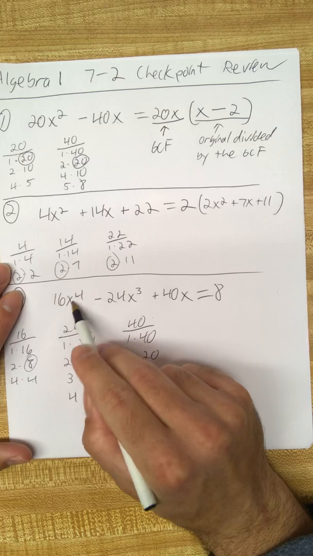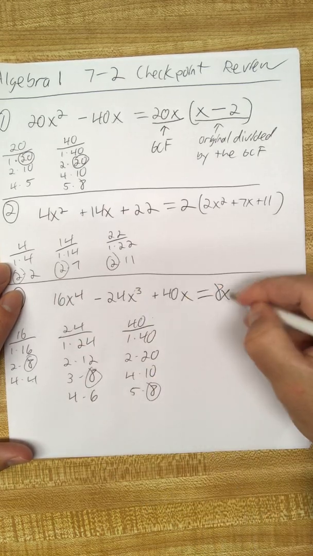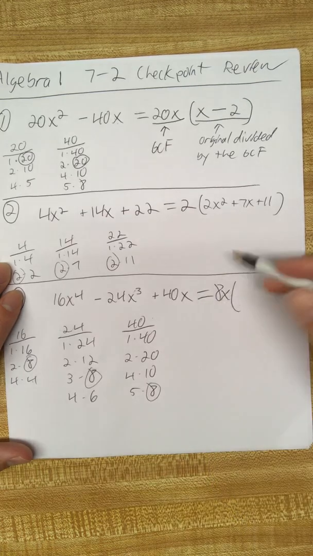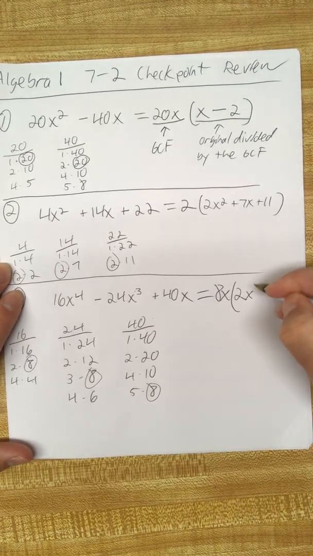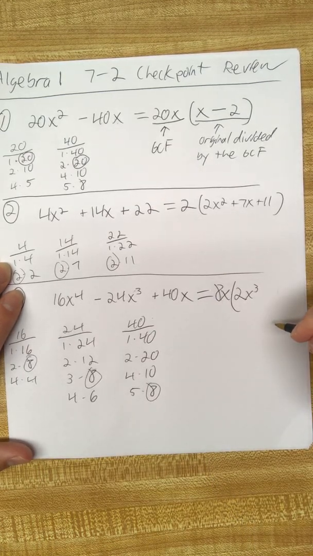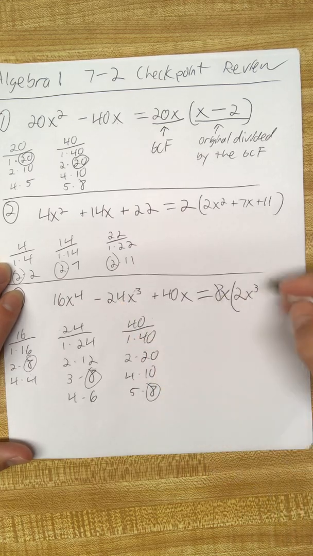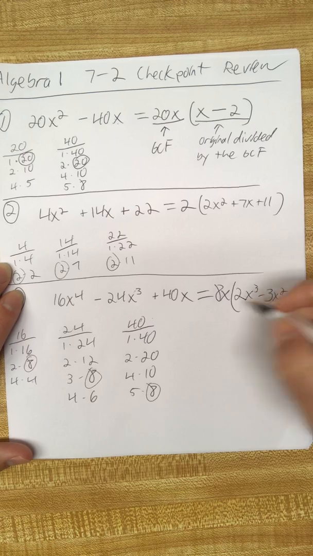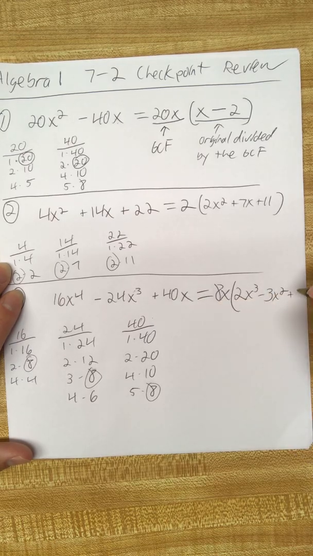And we have 4 x's here, 3 here, 1 here, so I can factor out an x as well. So 16 divided by 8 is 2, and I took one of those x's, so I'm down to x to the third. 24 divided by 8 is 3, and I took one of the x's, so I'm down to x squared. 40 divided by 8 is 5, and I took the x.